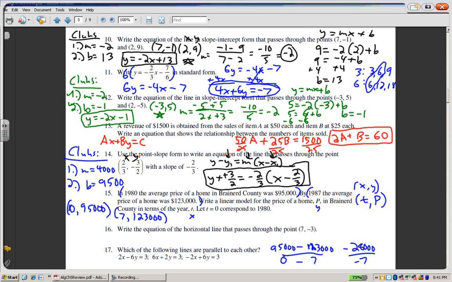So 95,000. So normally I would write y equals m, which is 4,000, x plus b, which is 95,000. But again, we don't want y and x, we want P and T. So we're going to put P equals 4,000 X. Oh, gosh. We don't want X. We want T instead. So P equals 4,000 T plus 95,000.